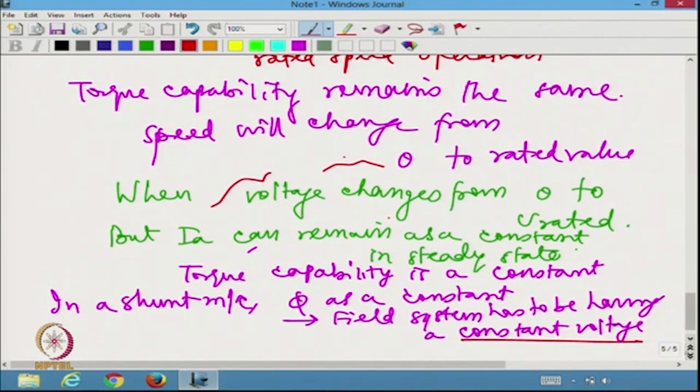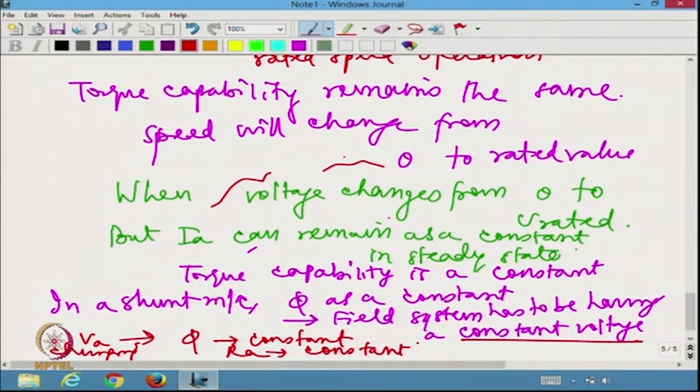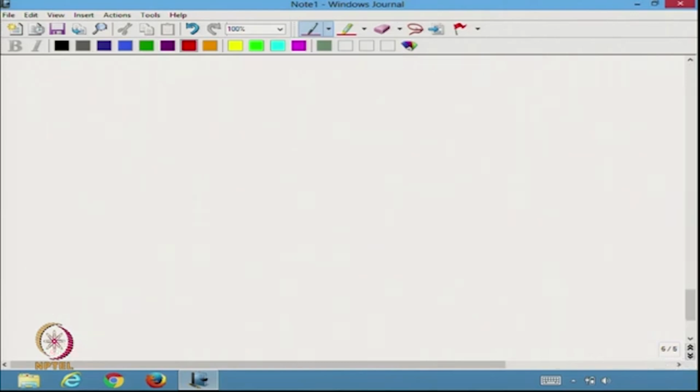So, I would say whenever you are varying only one of the values, maybe VA you are changing, right? At that point you have to have flux as a constant and RA also is a constant. We do not want to vary everything, then it will be very confusing. We do not want to vary all three things at a time. If VA is changing, then we want to keep flux and RA as constants, right.